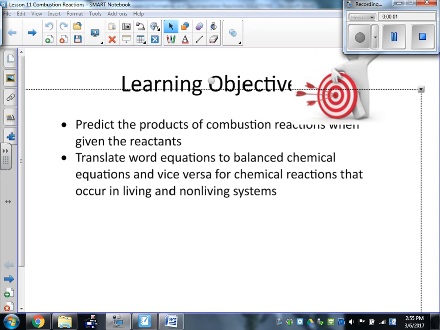This will probably actually be lesson 12, because for lesson 11, I think I posted something else in there. I'll fix that.